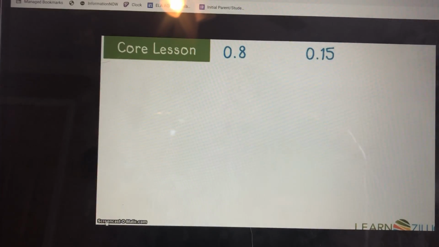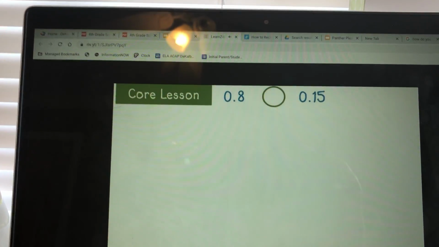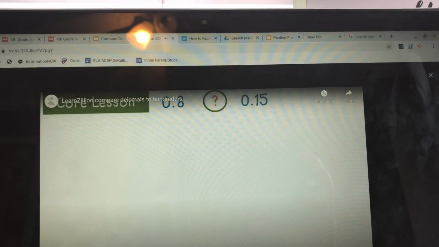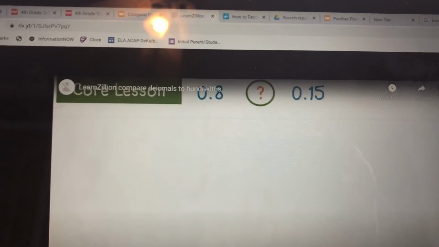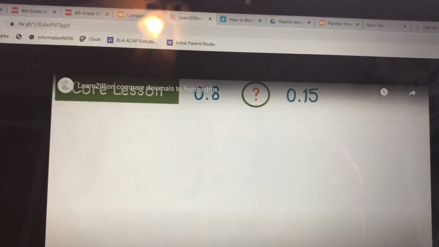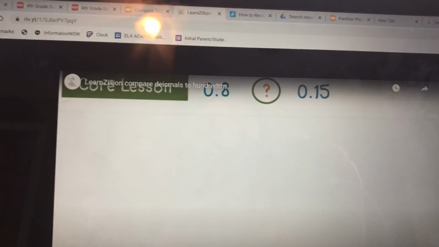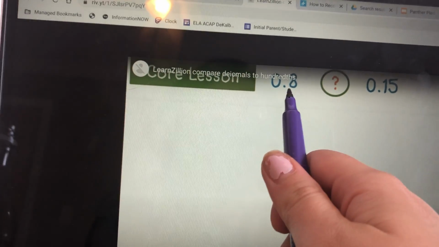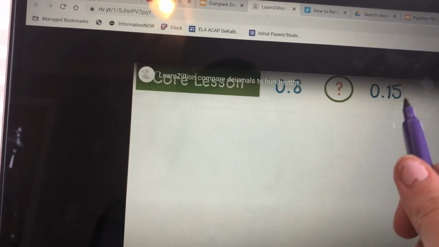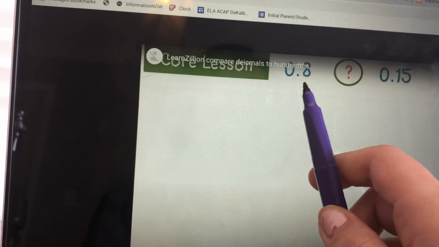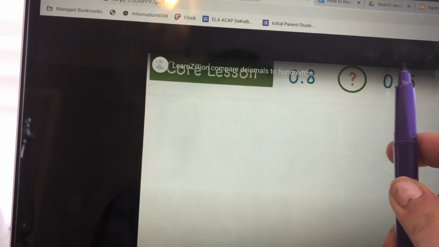Let's compare the decimal numbers 8 tenths and 15 hundredths. We can write 8 tenths. Stop. Can we say, oh, 15's bigger, so 15 wins? No, we can't, because this 8 is in the tenths place, this 5 is in the hundredths place. We cannot compare tenths and hundredths that easily. We've got to do something.